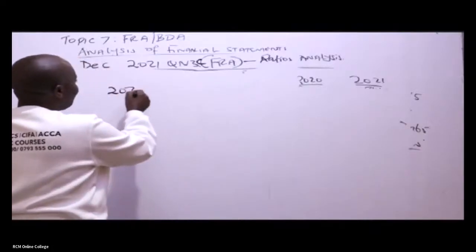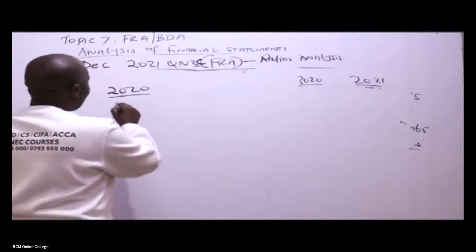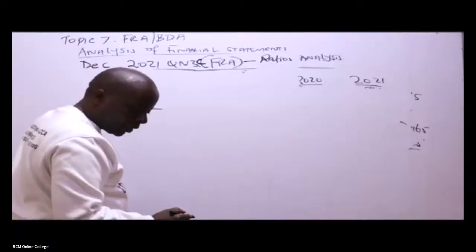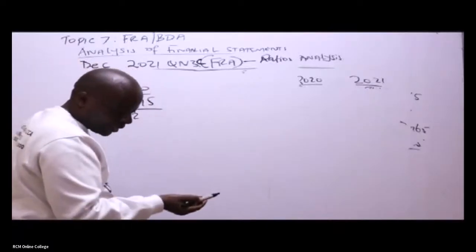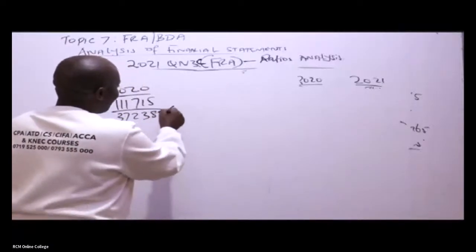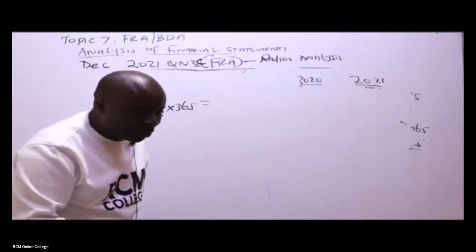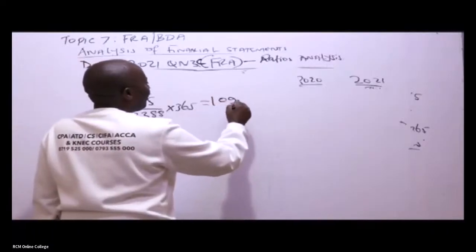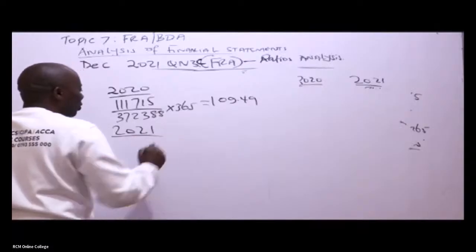For 2020, we have the payables there as 111,715 all over 372, cost of sales, that is 388 times 365. This is how this gentleman called Pius was able to get 109.49 days. And then we have 2021.